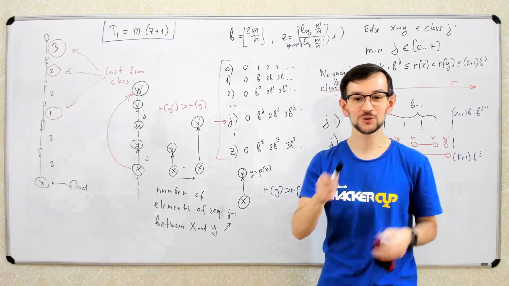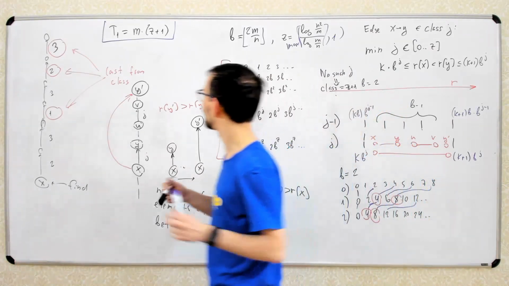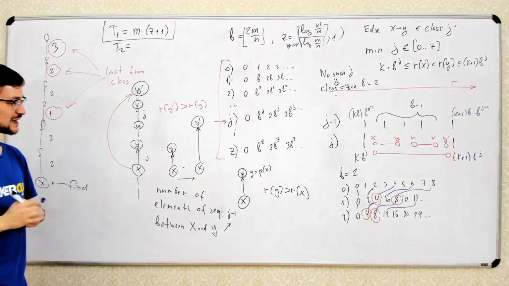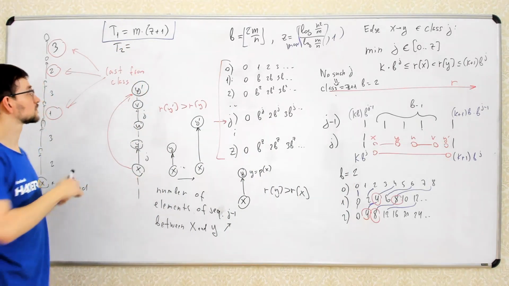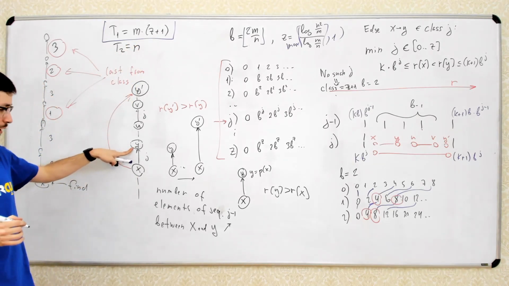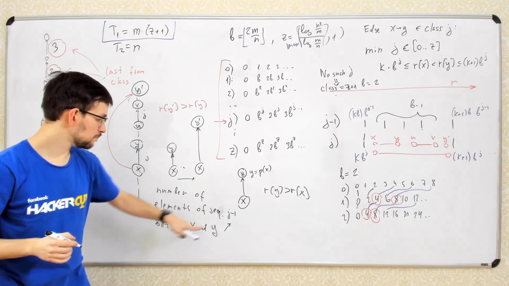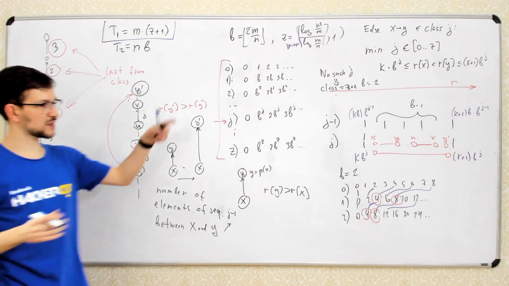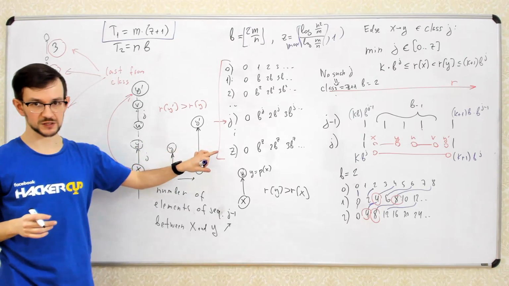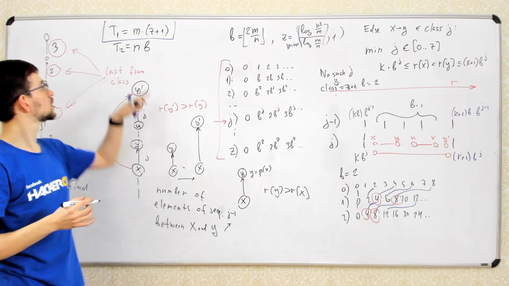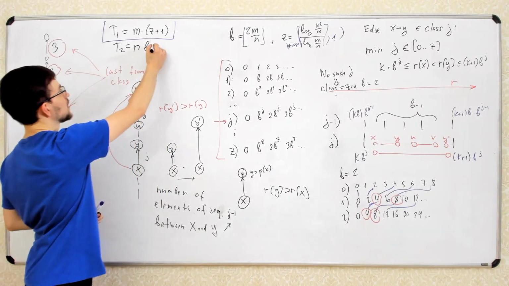So let's calculate the total time we do all this, T2. So we have n vertices. For each vertex, we make b path compressions, and then this edge is moved to the next class. We can move the edge to the next class at most z times. So we need nb and then multiply by z.